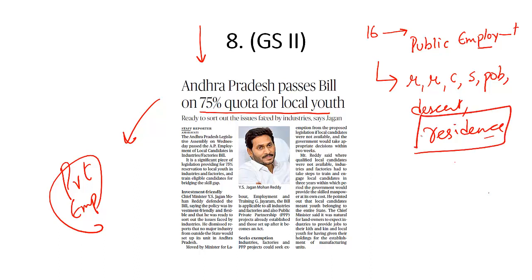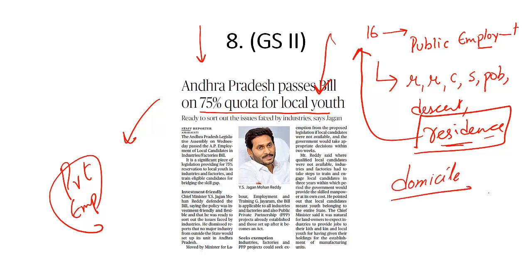When residence cannot be a ground of discrimination under Article 16, how can 75% quota for local youth be declared constitutional? Because the Andhra Pradesh government is not trying to discriminate on the grounds of residence, but it is trying to discriminate on the grounds of domicile. And who is a domicile of Karnataka, for example? Because in 2014, a similar type of proposal was there from the Siddaramaiah government as well. Siddaramaiah was the chief minister of Karnataka at that point in time. The state can discriminate on the grounds of domicile.